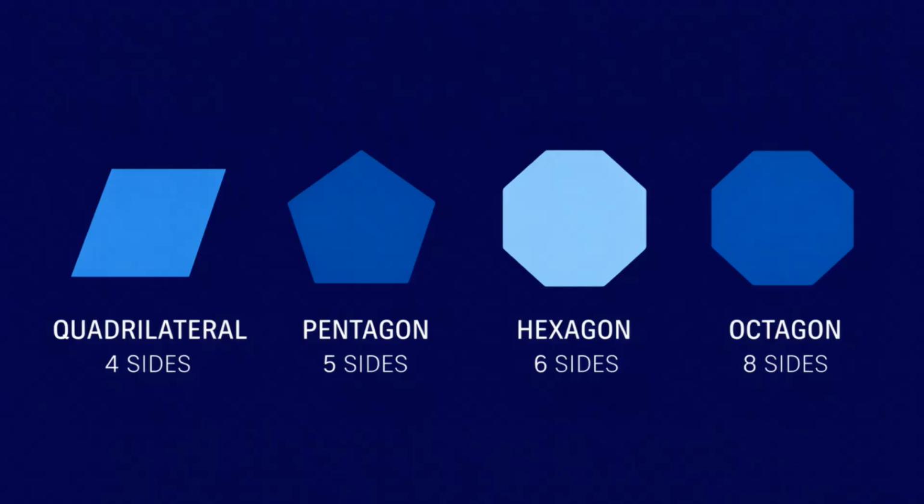So a shape with 4 sides is a quadrilateral. 5 sides make a pentagon. 6 sides make a hexagon. 8 sides make an octagon.